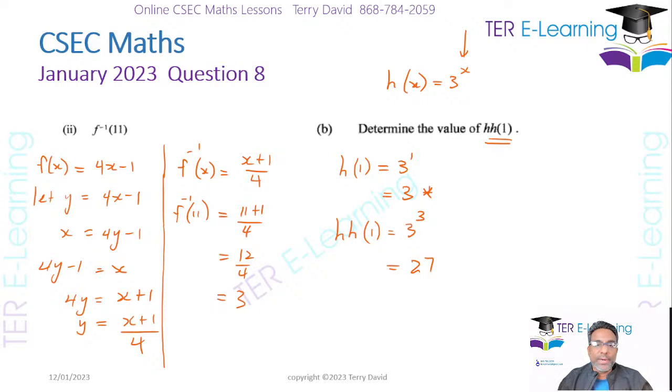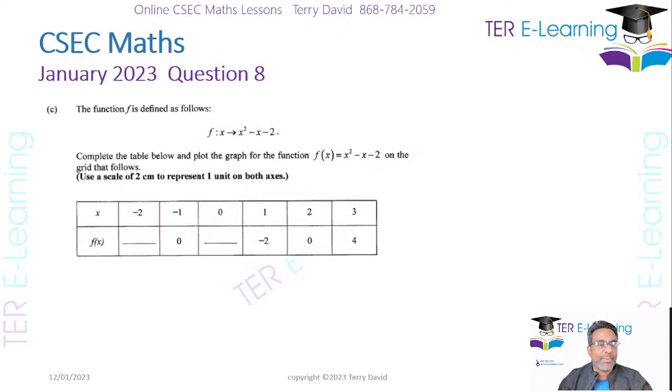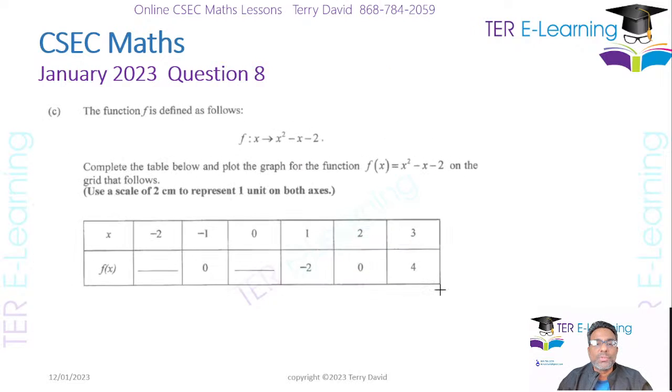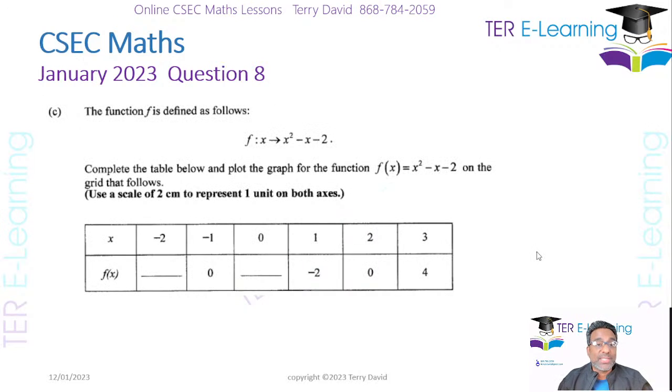All right, so let's see what the next part of the question is. We are given a function f, and just by looking at it, we can tell it's a quadratic. They want us to complete this table. This is my function, and I need to substitute minus 2 into it to figure out what to put in the table. So I'm going to work out f of minus 2. That is going to be minus 2 squared minus 2 minus 2.